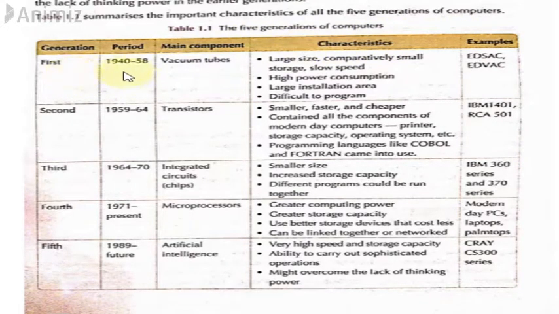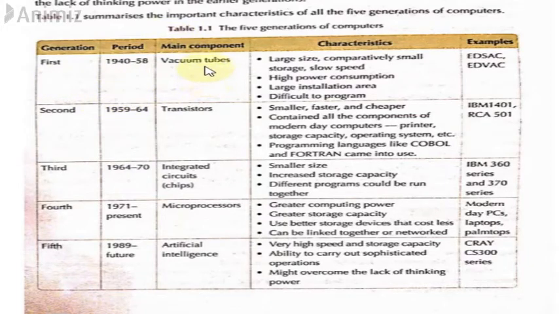The first started from 1940 and ended at 1958. Then the second started from 1959 to 1964. The third, 1964 to 1970. The fourth, 1970 till today, and the fifth, 1989 until now; research is still going on. So what were the main components used by all these computers?